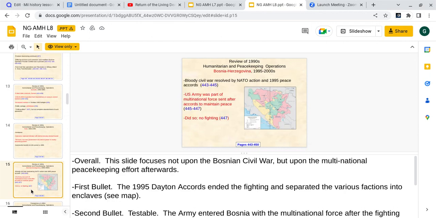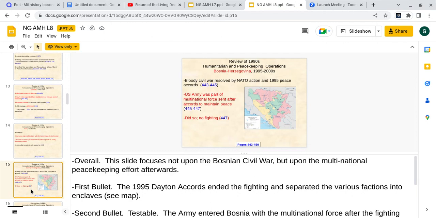And then we have Bosnia. In Bosnia and Herzegovina, the U.S. Army was part of a multinational force sent after accords to maintain peace. Things were pretty much already under control, and the U.S. Army went in after things were under control just to make sure that they stayed under control. There was really not much fighting here at all. This was a pretty peaceful, simple, straightforward operation.